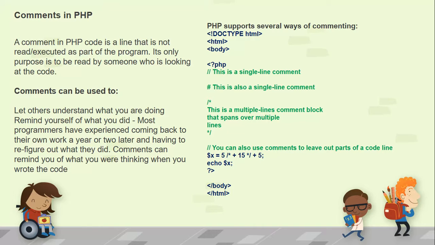In order to introduce multiple line comments, we can use the forward slash and a star. So in order to start a multiple line comment, we need to start it with a forward slash and a star, then put your comments. In order to close that multiple line comment, you need to use a star and a forward slash. So these are the ways we put a comment in a PHP document.